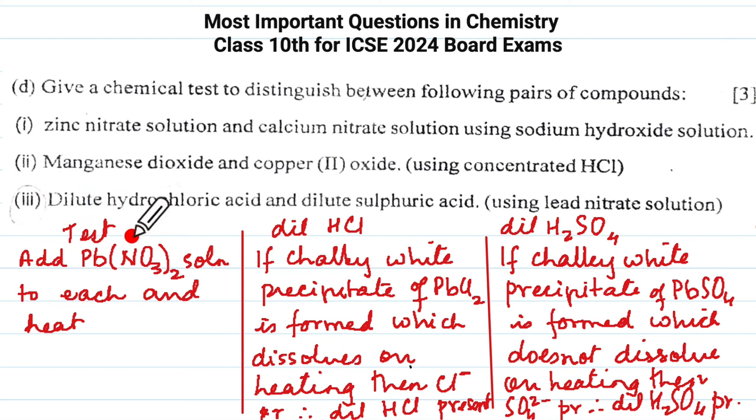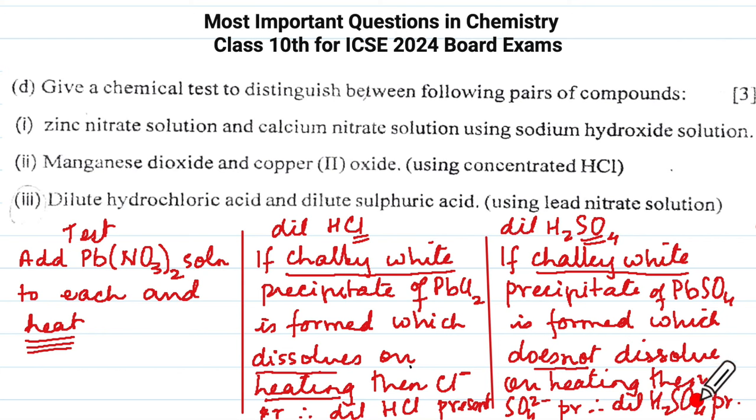We come to the last one. We again make the 3 columns. We write dilute HCl and dilute H2SO4 and use lead nitrate solution the way they have told. But remember, lead nitrate is going to form lead chloride here and lead sulfate here, and both of them are chalky white precipitate. But lead chloride will be soluble on heating. So we say add this and heat, and this is the important part. So the chalky white precipitate of PbCl2 will dissolve on heating. That means Cl- was present in this compound, so it becomes dilute HCl, and here chalky white precipitate, which does not dissolve on heating, then it is SO4 2- present. That means dilute H2SO4 is present.